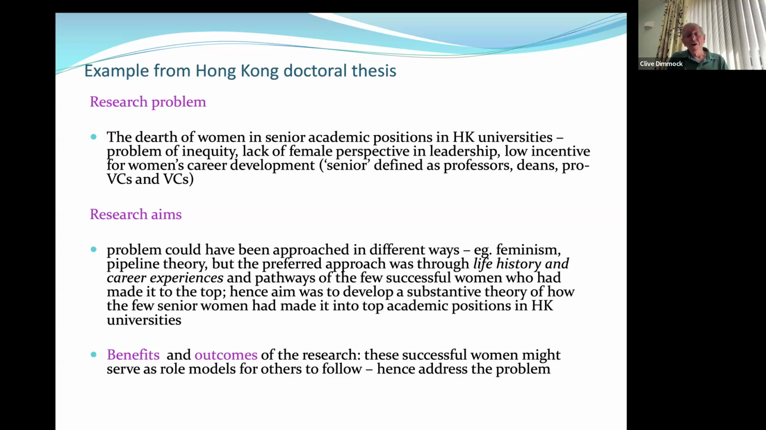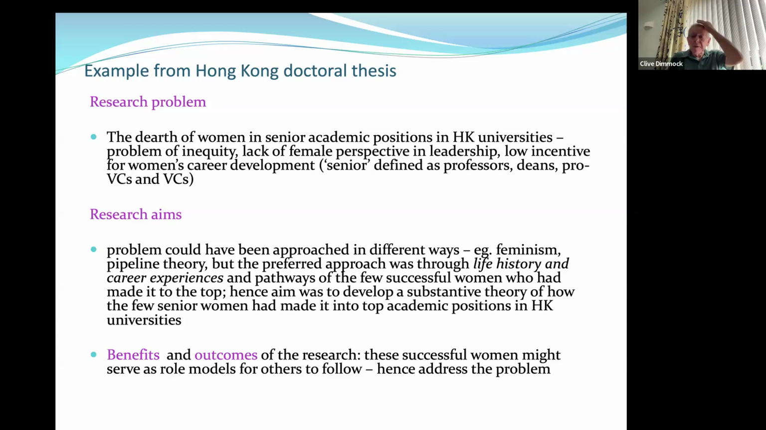since then. But at the time, when she looked around the 8 universities in Hong Kong, there were amazingly few senior women academics. And by senior, she meant professors, deans, and upwards, pro vice chancellors, and there were no VCs, needless to say. I don't think there may have been one VC, pro VC, but there were some professors and a few deans. But it was a field dominated by men, basically. And that was her research problem.